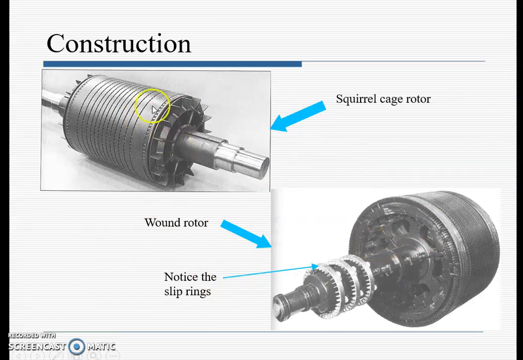Let's see these two figures. This one is the squirrel cage rotor and this figure is for the wound rotor. And what is the difference? In the wound rotor, extra slip rings are provided, and these slip rings act as resistance to control the flow of current inside the rotor windings.